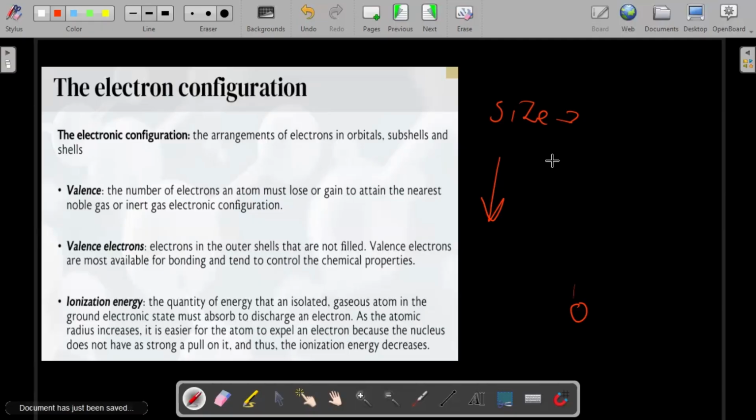Then as you are moving from one side to the other, from your left to your right, the radius also increases as you move from left to right. So meaning ionization energy also decreases as you move from left to right. That's another thing you need to know about these particles of an atom.